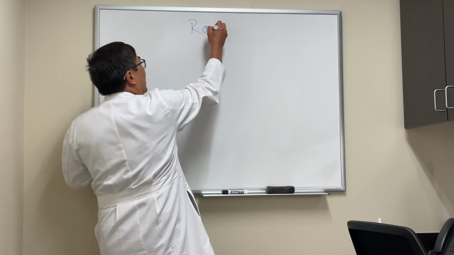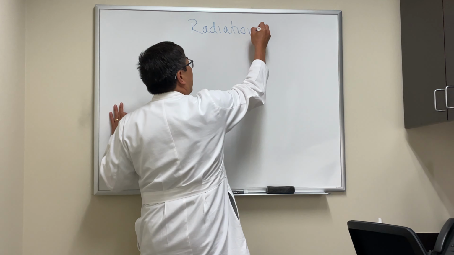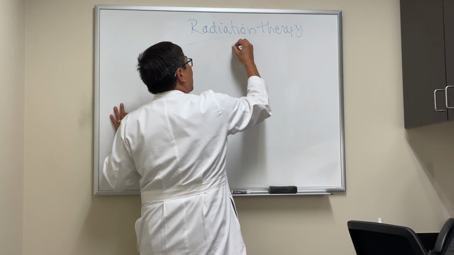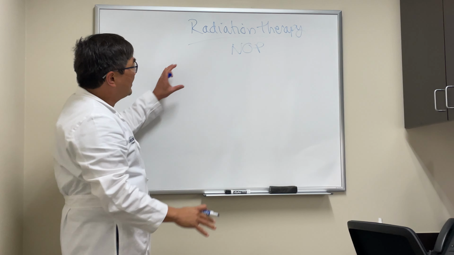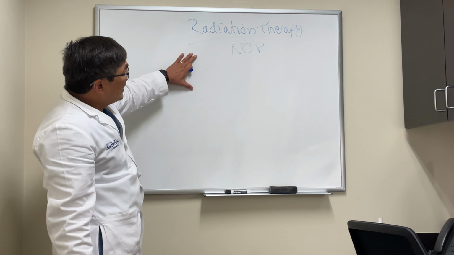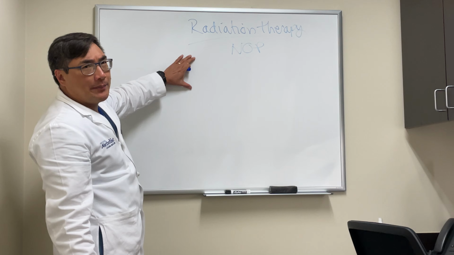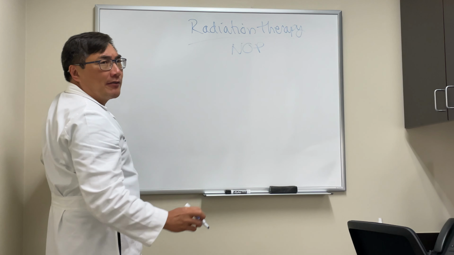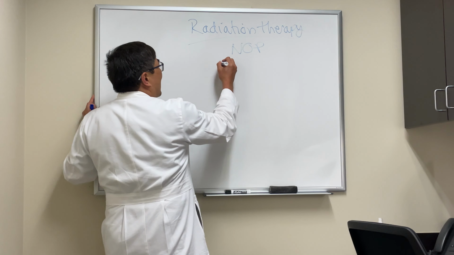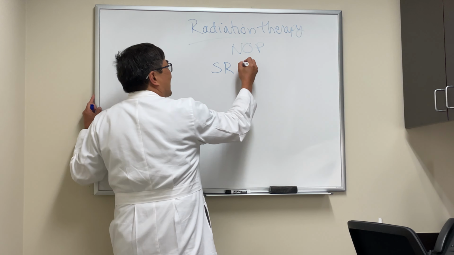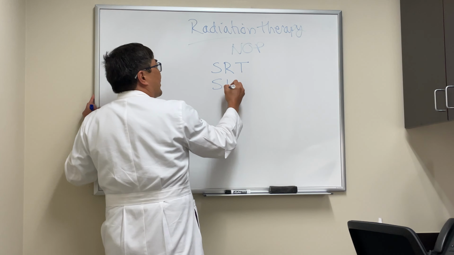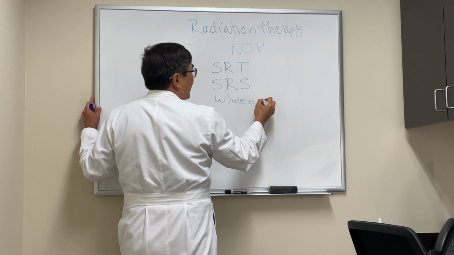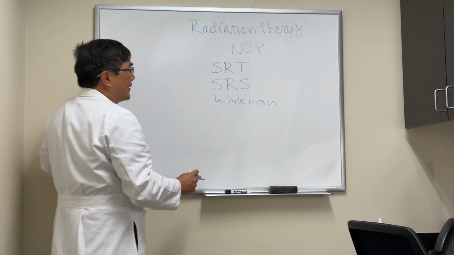So someone wanted to know a little bit about radiation therapy in neuro-ophthalmology. Basically there are different types of radiation therapy. You need to know in general what type and how much dose we're receiving. You don't have to know everything about radiation, but you need to know that we basically have stereotactic radiotherapy, stereotactic radiosurgery, and whole brain external beam radiation therapy.